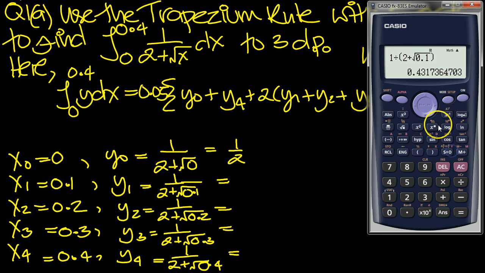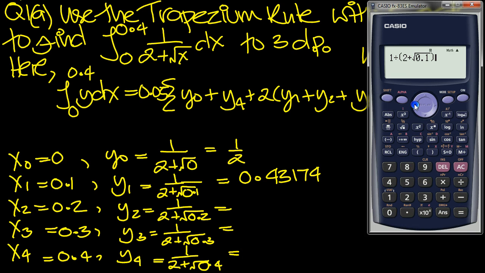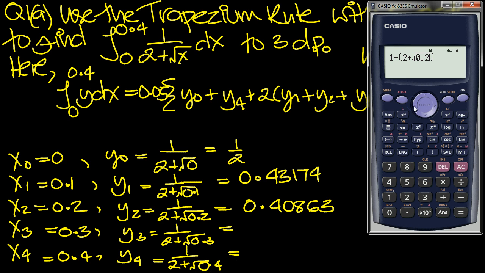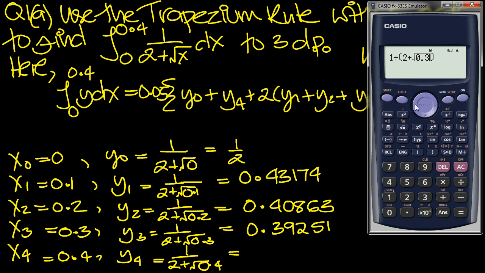5 decimal places then, 0.43174. Now the 0.2, so go back, change the 1 to a 2. 0.40863. Next one, 0.3. 0.39251. And then the 0.4. So let's go back again. And we get 0.37987.